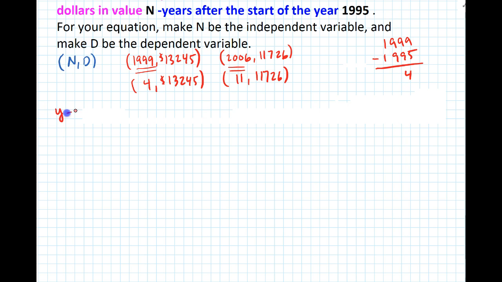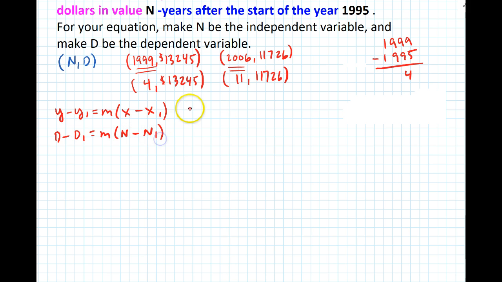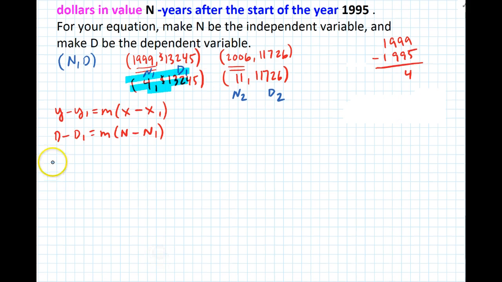Now from here, we're going to come up with two equations of the line in point slope form. So we're going to use y minus y1 equals m times x minus x1. I keep doing that. This should actually be d minus d1 equals m times n minus n1, where this is going to be n1, this is going to be d1, this is going to be n2, and this is going to be d2. So let's use this first point to come up with our point slope form using the first point.